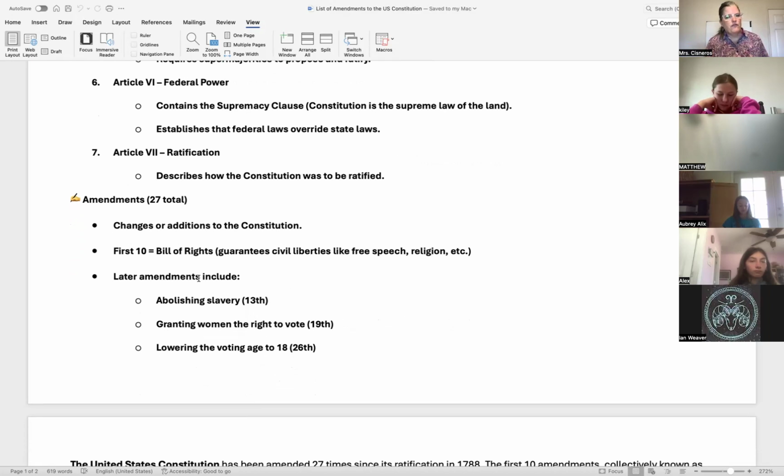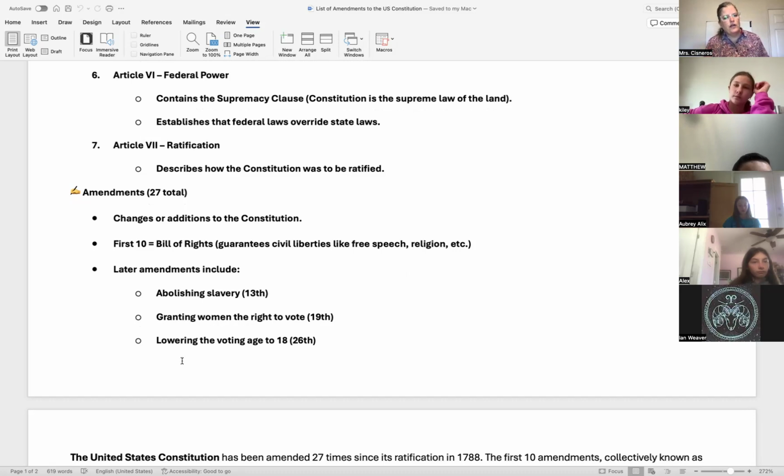I'm at the bottom of that first page. And then the first 10 amendments are called the Bill of Rights, and it guarantees civil liberties such as free speech, religion, etc., which we're going to look at together in a minute. And then later amendments after the first 10 had to do with abolishing slavery, granting women the right to vote, and lowering the voting age to 18.